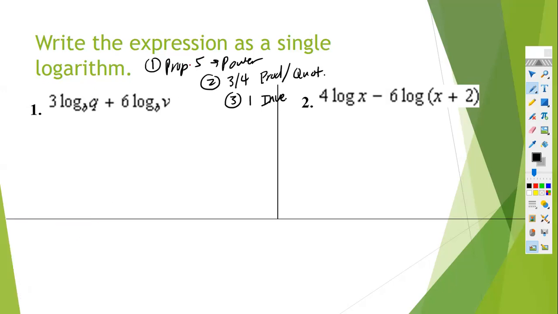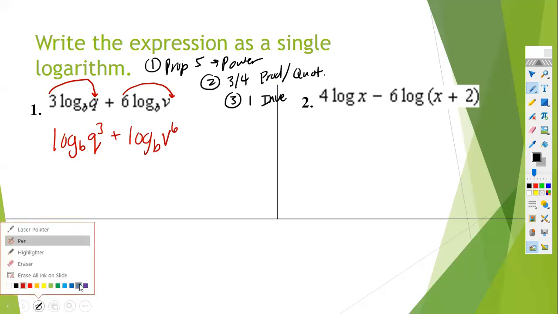All right, so here we go. First step is to check for property 5. Property 1 is inverse. I didn't finish writing it. So we're going to check for property 5. Are there coefficients that can become powers? Yes, I have 3 can become the power of Q and 6 can become the power of V. So we have log base B, Q to the 3rd plus log base B, V to the 6th.